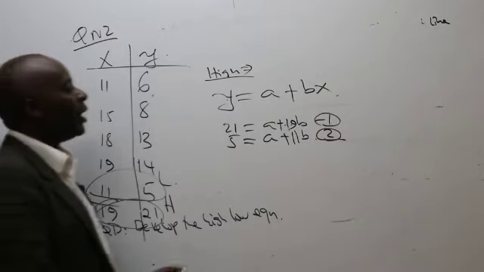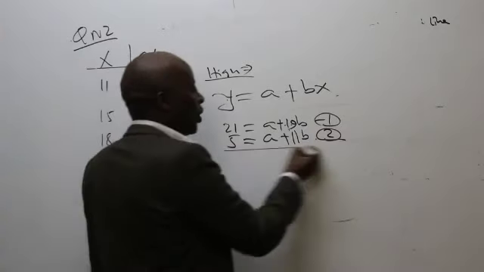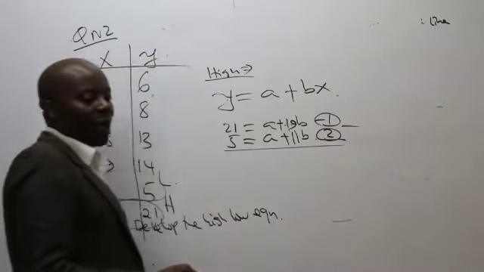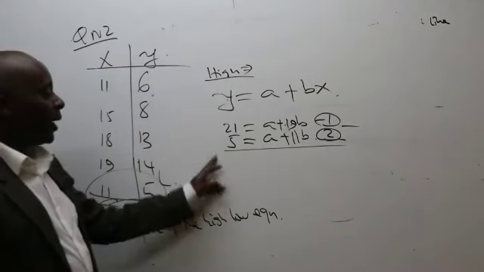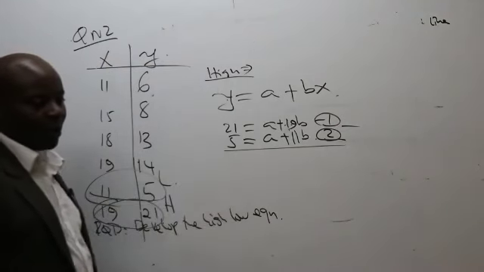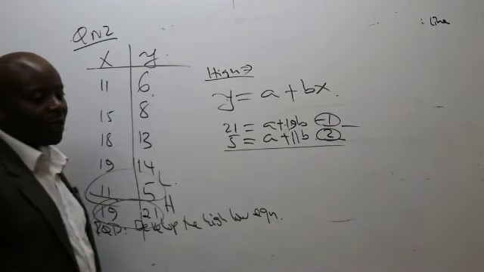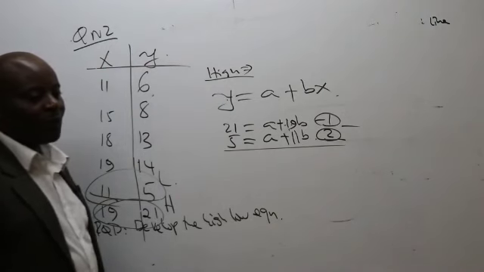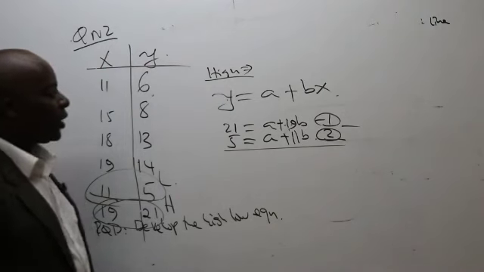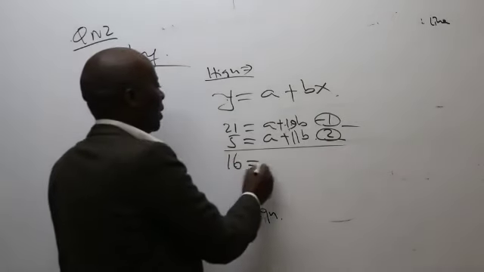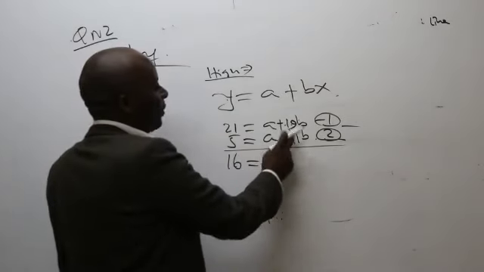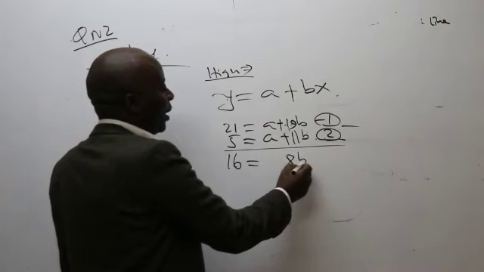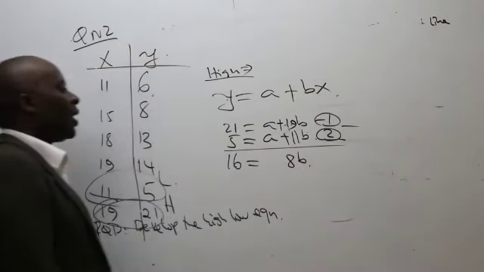After that, it now basically forces us to go and eliminate a. So 21 minus 5, what figure are we getting? 21 minus 5, 16. Thank you very much. So this is 16. This disappears. 19 minus 11 gives me what here? 8b. That gives me 8b.